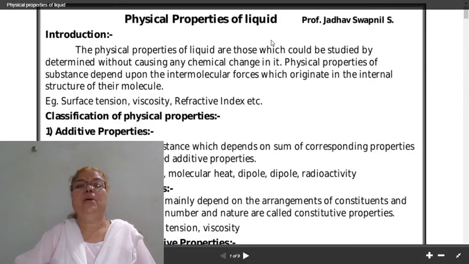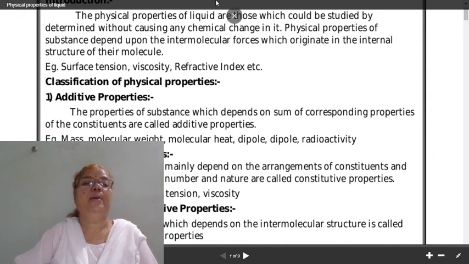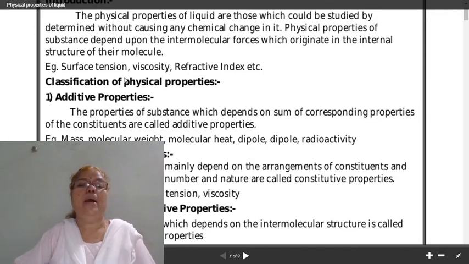Here, the physical properties of liquid. You know, the physical properties of liquid are those properties which could be studied or determined without causing any chemical change in it. The physical properties of a substance depend upon the intermolecular forces which originate in the internal structure of the molecule. And for your study, there are only 3 physical properties: surface tension, viscosity, refractive index.